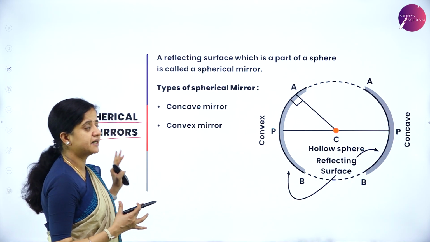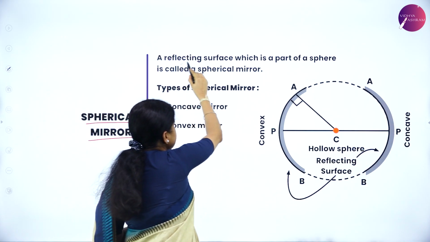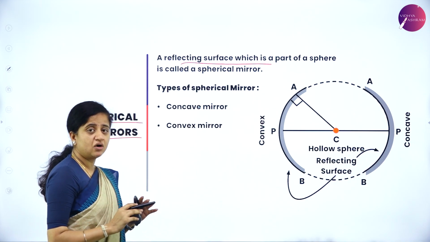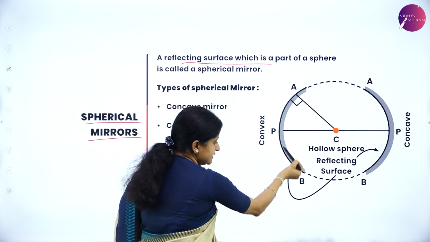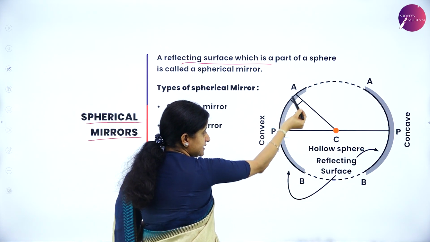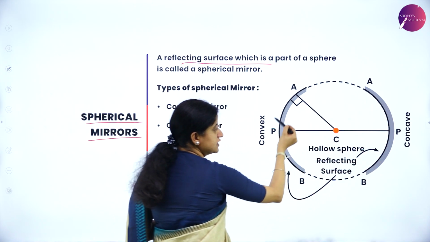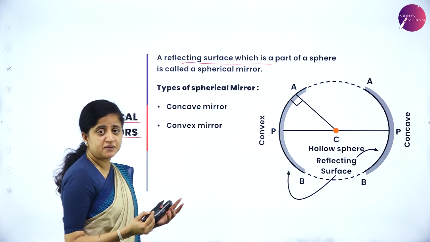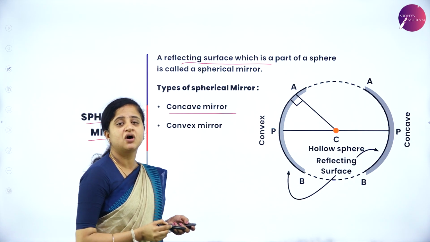So we shall study about spherical mirrors now. So what is a spherical mirror? It's a reflecting surface which is a part of a sphere, and we call it a spherical mirror. Suppose this is a spherical mirror, a reflecting surface that is a part of the whole sphere. So we'll call it a spherical mirror. There are two types of spherical mirrors. One is a concave mirror, the other one is a convex mirror.